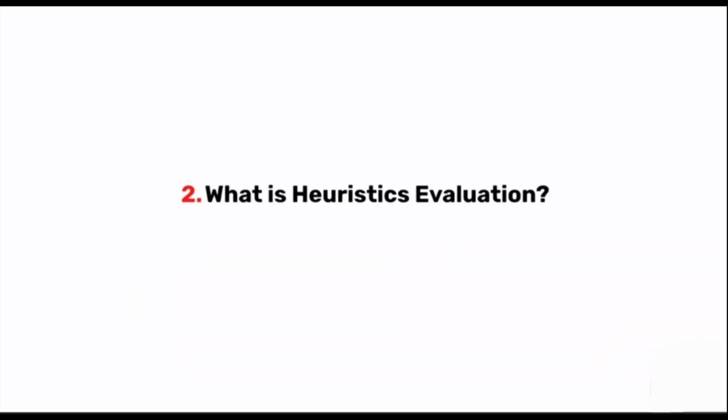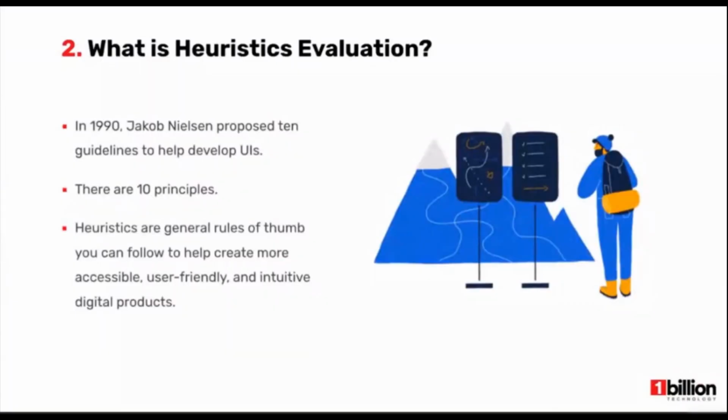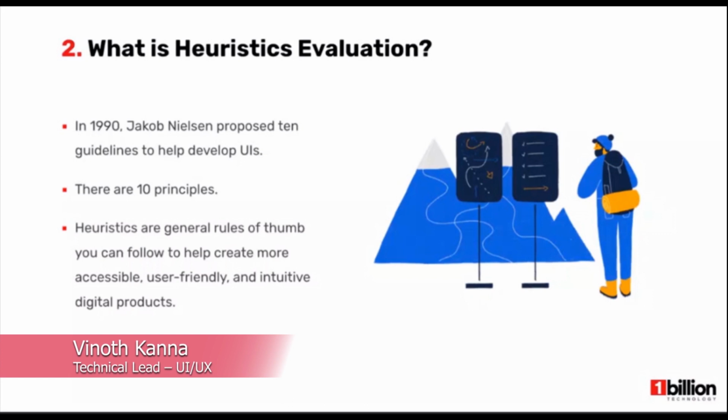What is heuristic evaluation? In the 90s, Jakob Nielsen proposed 10 guidelines to help develop UX. Jakob Nielsen is an NN Group co-founder, leading UX research. He's leading one of the UX firms. There are 10 heuristic evaluation principles, or heuristic testing, we can say, or rules of thumb. They help make any digital product more accessible, user-friendly, and intuitive. If a product fulfills these 10 principles, then it's considered a complete product.